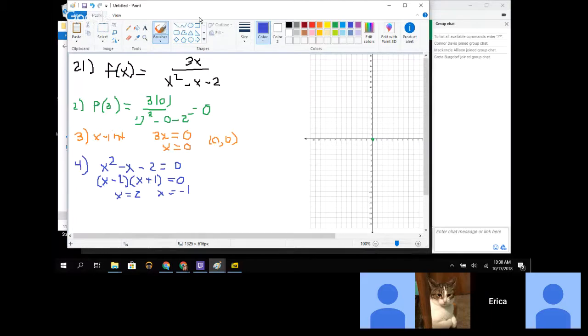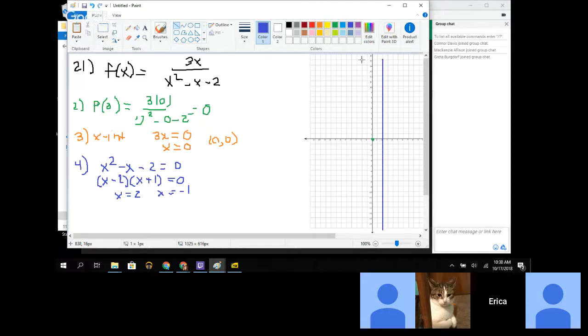Okay. I need to figure out how to make my line tool draw dashes. I don't think I can make it dashed. Oh, bummer. All right, so we have an asymptote when x equals 2, which is right here. Imagine that dotted. I keep clicking too soon. Shouldn't be that hard to draw an asymptote. There we go. And then we have one at x equals negative 1.